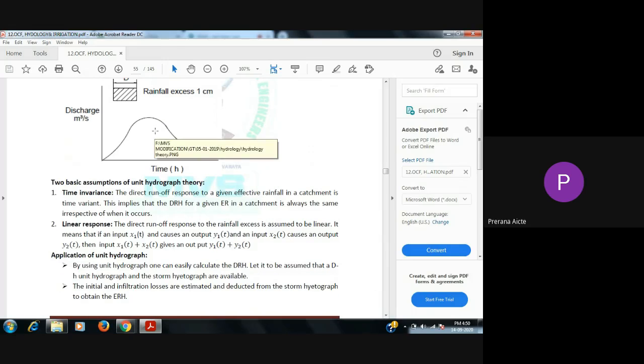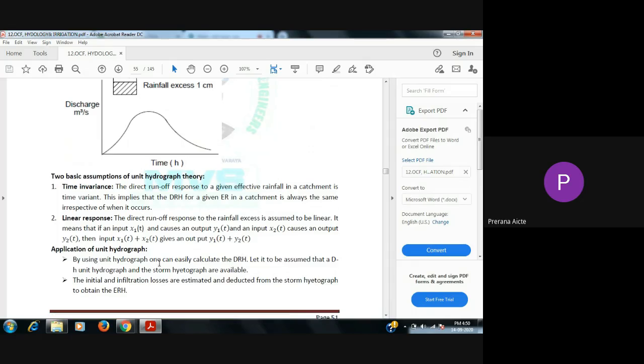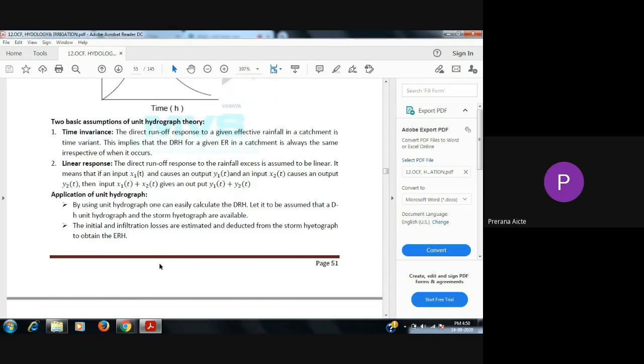The direct runoff response to the rainfall excess is assumed to be linear. It means, for example, an input x1(t) causes an output y1(t). x1(t) means rainfall, y1(t) means runoff; that's input and output. An input x2(t) causes an output y2(t), and so on. So for the combined input, the total output is y1(t) plus y2(t), and so on, y3(t), like that. This is called linear response.